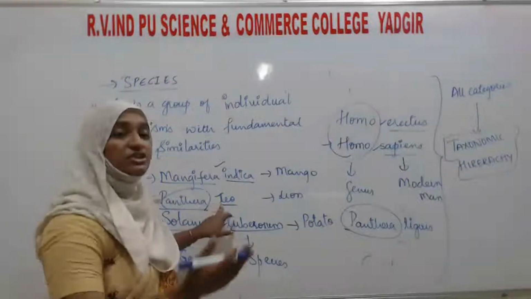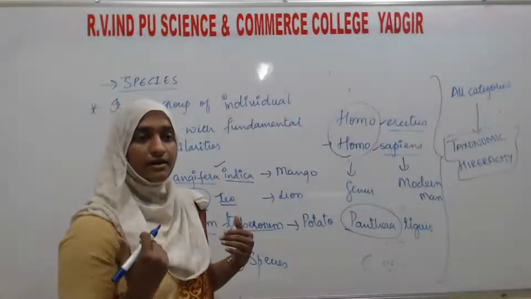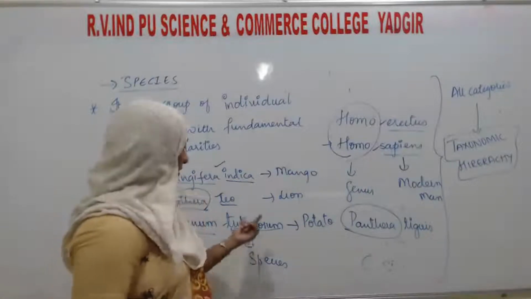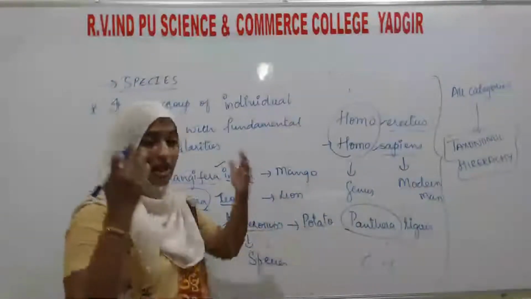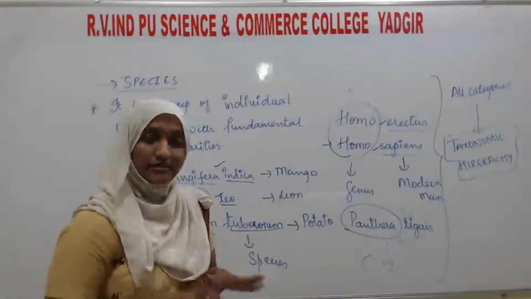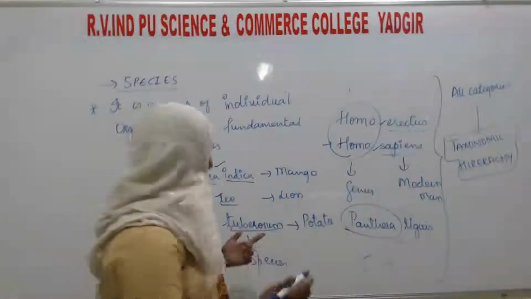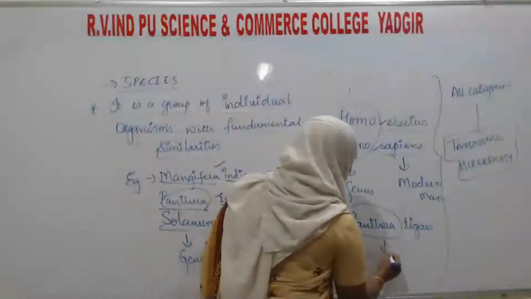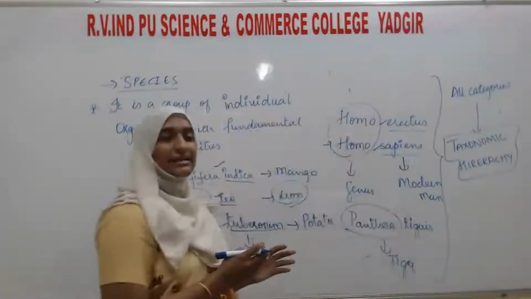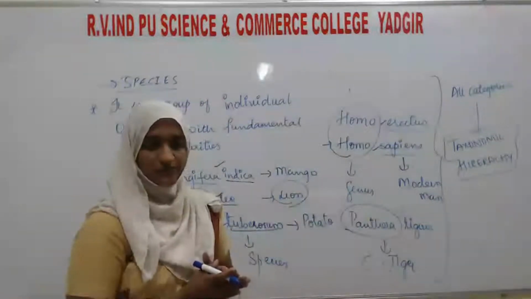But due to some changes, if you see the morphological characters, their color, their body shape, their body size, they will be differing. Lion will have full hair on the body. Tiger won't have; hair will be there, but not much longer. This is the difference between the lion and the tiger. For that character, they were placed under different species.